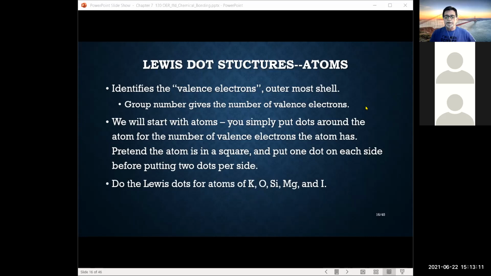All right, so let's do the Lewis dot structures for K, which is potassium, oxygen, silicon, magnesium, and iodine. And so, here we go. We take potassium, we write down potassium, and we look for it on the periodic table. It is in group 1A, and guess what? 1 electron. Now, whether I put it there or I put it on the other side makes no difference as long as you've got 1 dot. How about oxygen? What group is oxygen in?